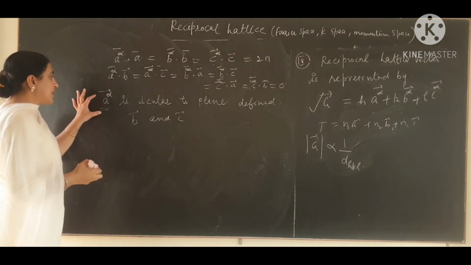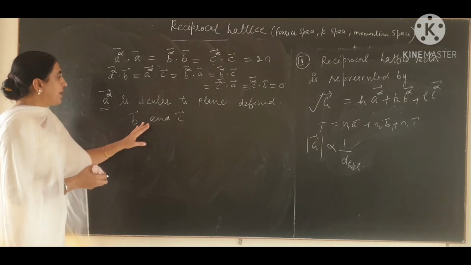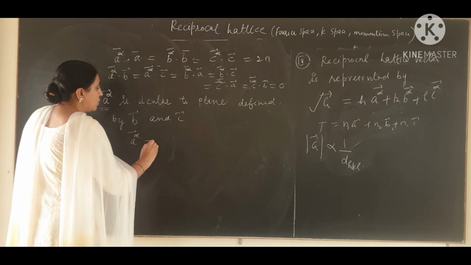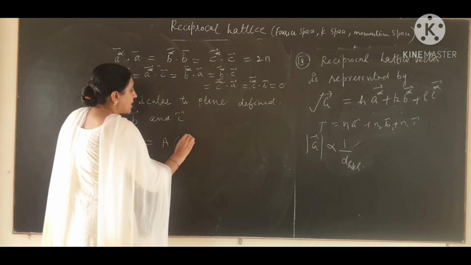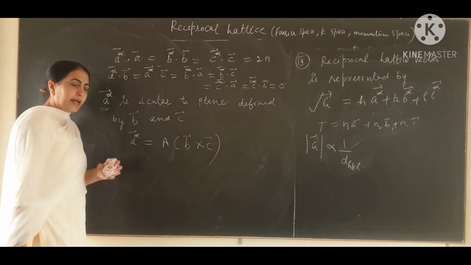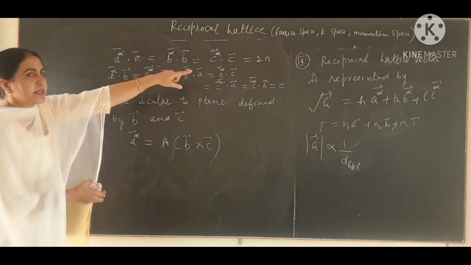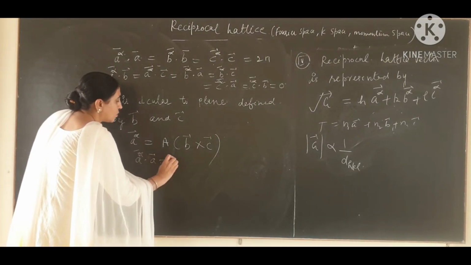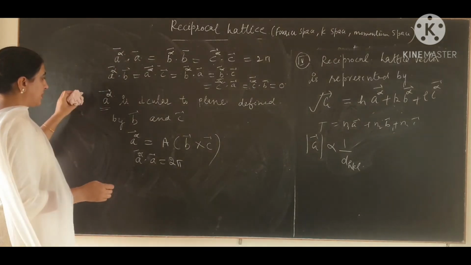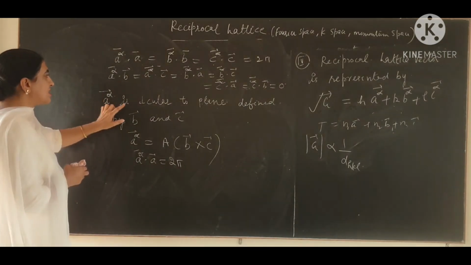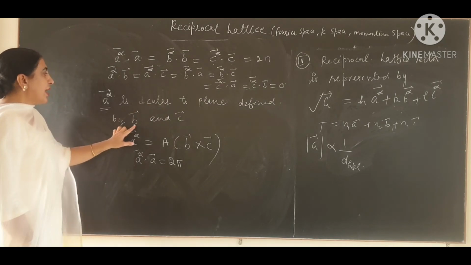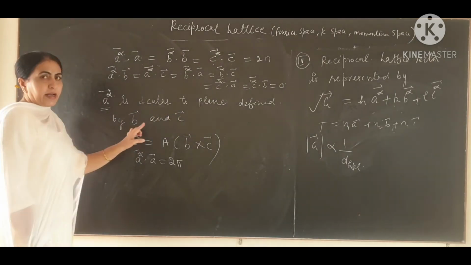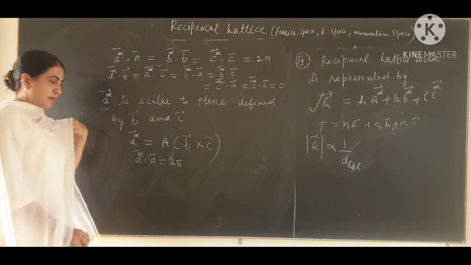Clear? If A star is perpendicular to the plane defined by B and C, then can I write A star is equal to any constant A times B cross C. And A star dot A is equal to 2 pi. So A star, similarly B star is perpendicular to the plane defined by A and C. Similarly C star is perpendicular to the plane defined by A and B. So you can write similarly for the other combinations.